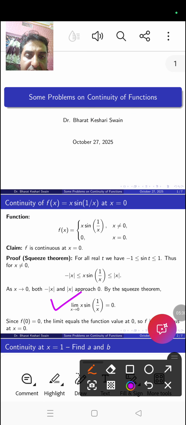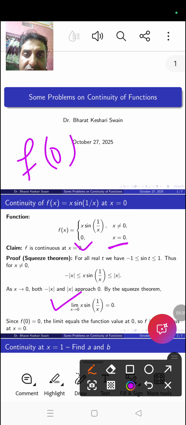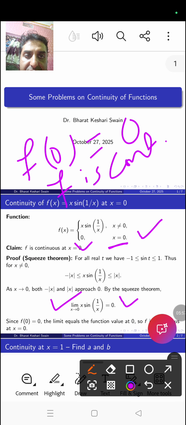Then we have your functional value. What is the functional value? That is f(0). So when x equal to 0, the functional value is equal to 0. It is given, so f(0) is equal to 0. So what we got is the limiting value is equal to 0 and the functional value is equal to 0. So the limiting value is equal to the functional value. So f is continuous at x equal to 0. Clear?